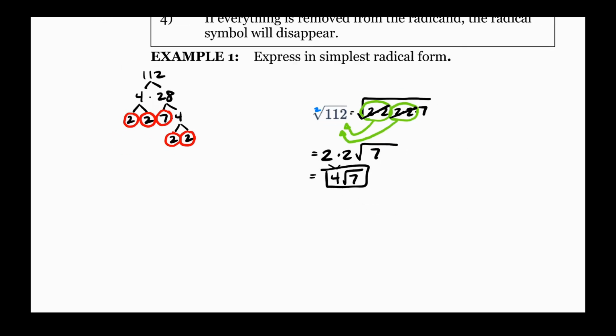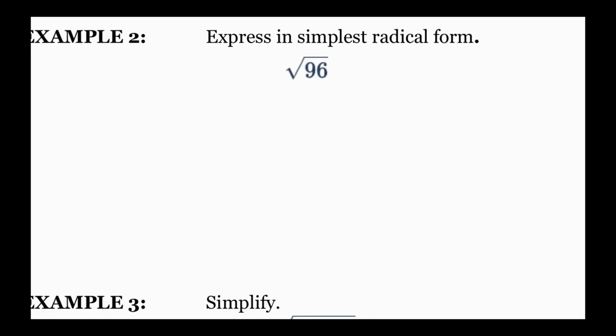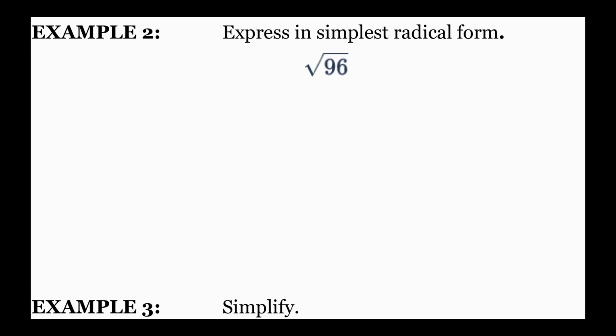Okay? All right, so let's go look at another one. I want you to do this one on your own. Do number 2 on your own. Number 2, square root of 96. Still square root. Still looking for pairs.